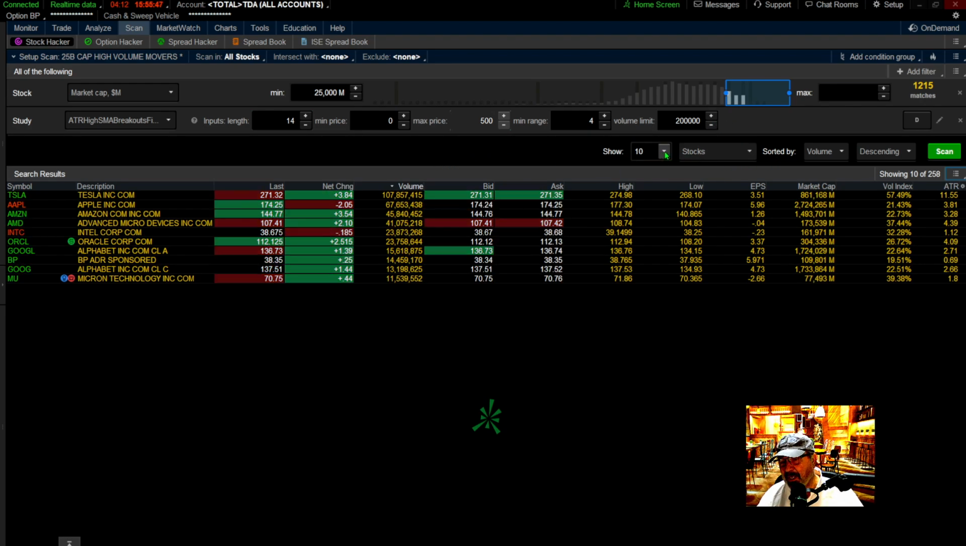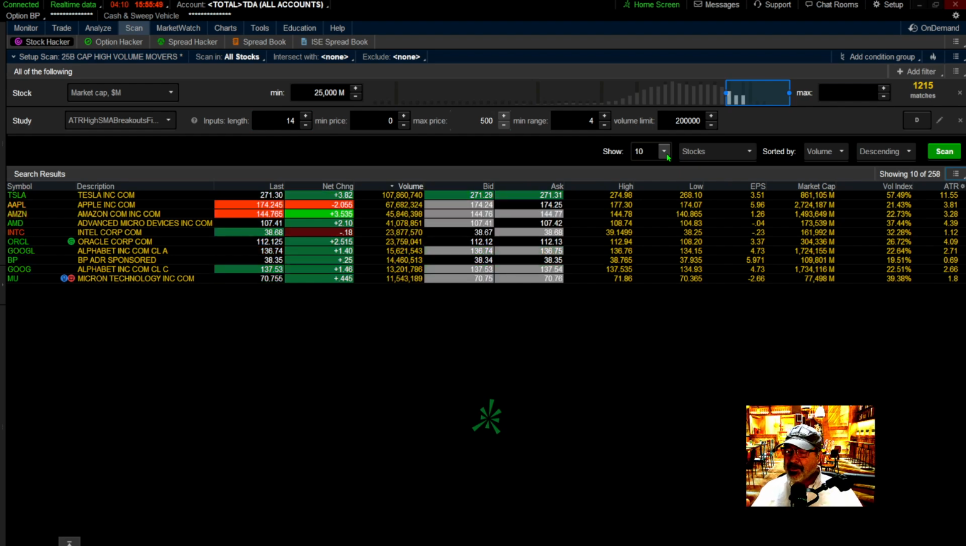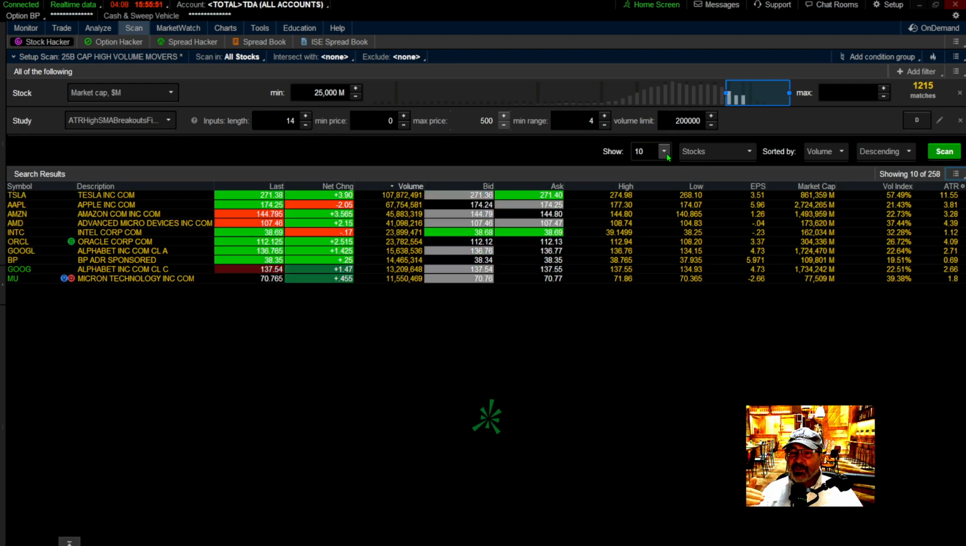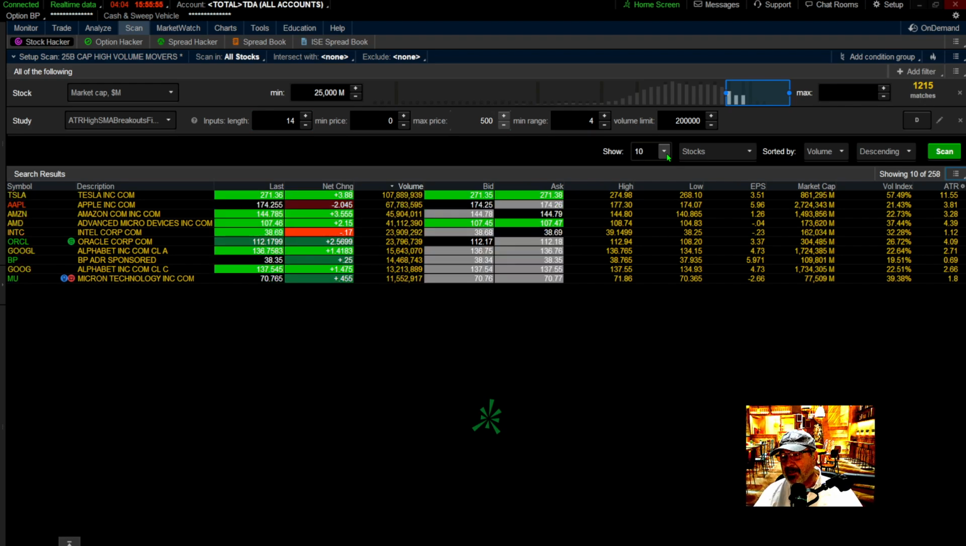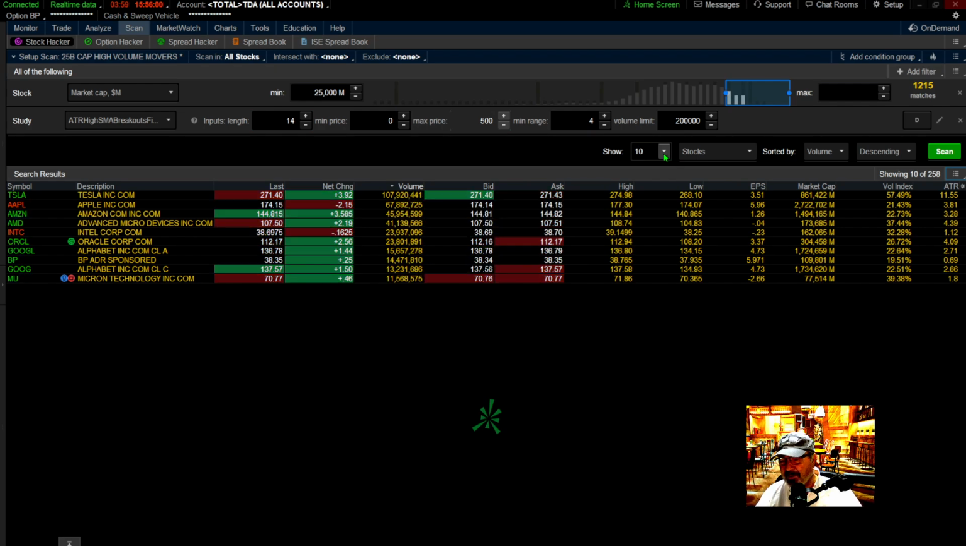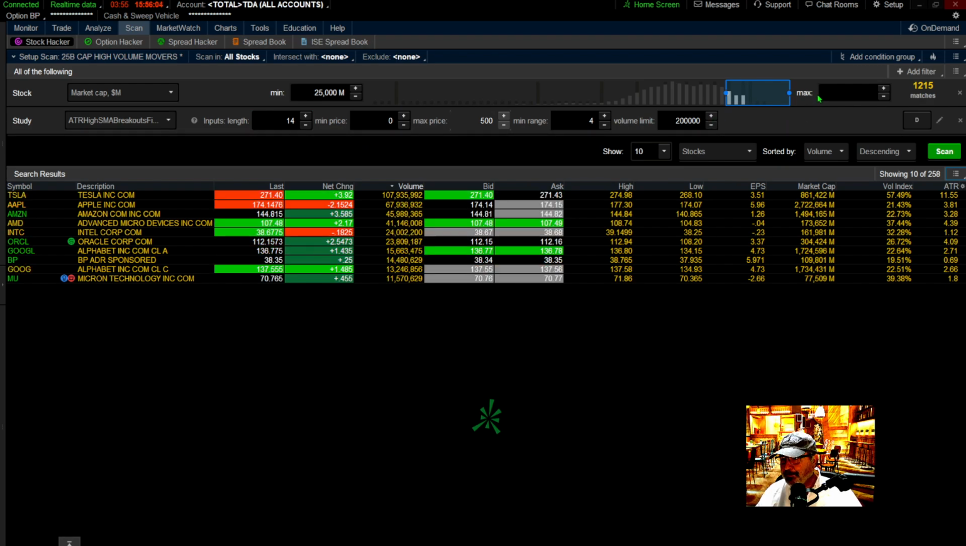I usually sort 10. Remember, another thing that slows down your computer is having your scanner open to stuff. That's going to wickedly slow it down. Just charts and scanners slow down your computer the most when you're having trouble with that. Okay, so that's basically the scanner layout.